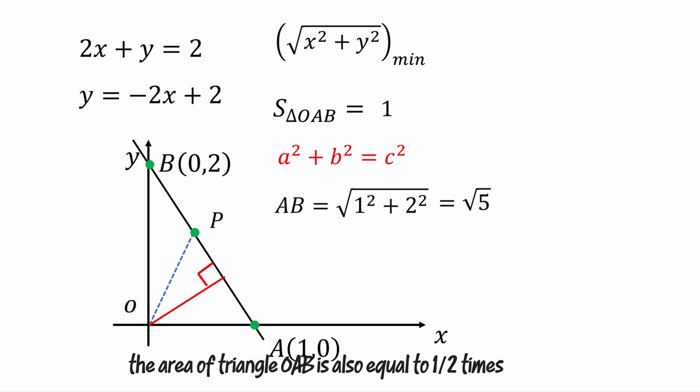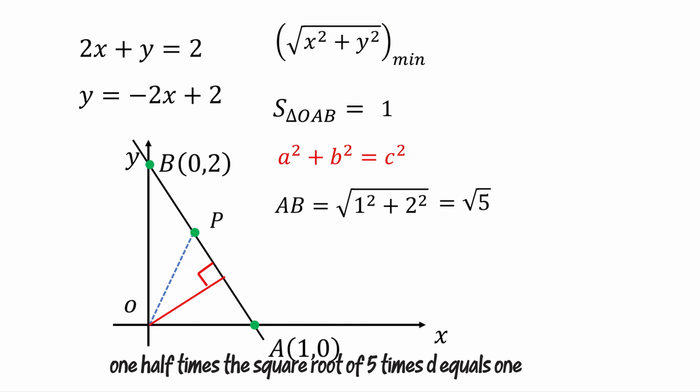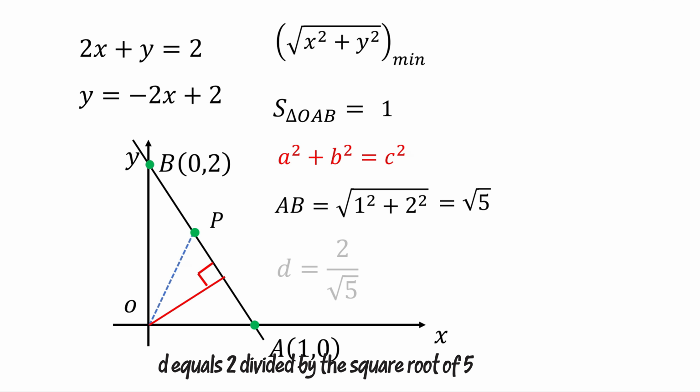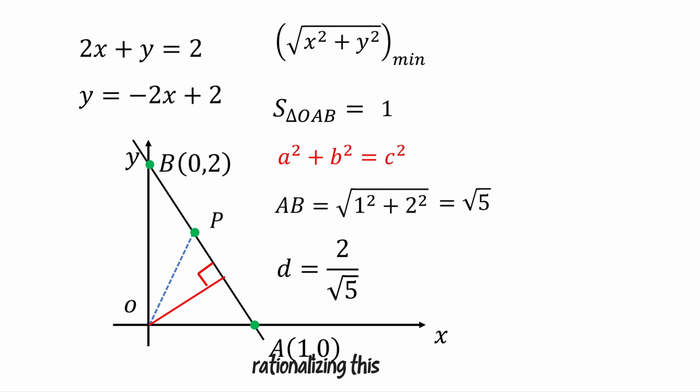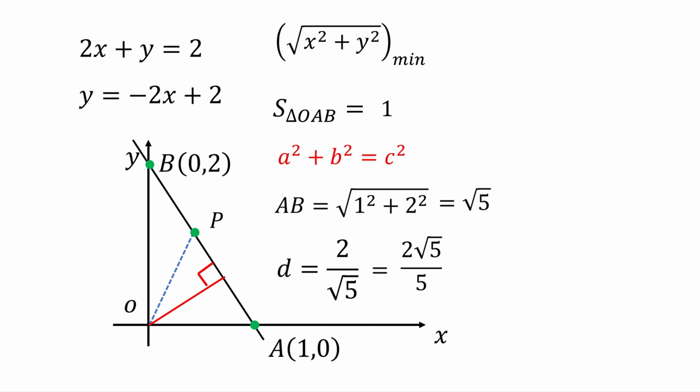Now, the area of triangle OAB is also equal to 1/2 times AB times our perpendicular distance. Let's call it D. So we have 1/2 times the square root of 5 times D equals 1. Solving for D, D equals 2 divided by the square root of 5. Rationalizing this gives us 2 times the square root of 5, all over 5, the same minimum we found before.